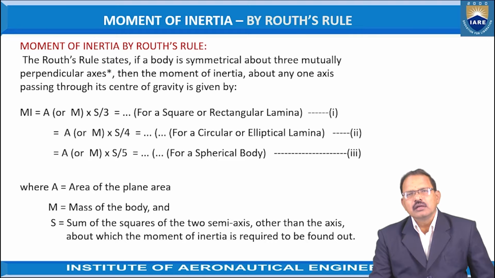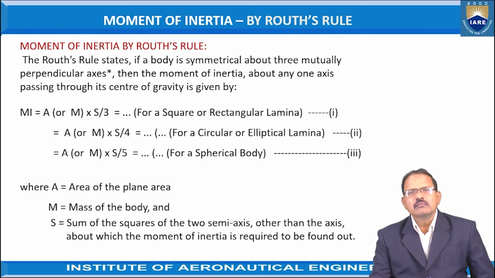A into S by 3, where A stands for the area of the cross section. It is also applicable for solids. Hence, this A is also replaced by M into S by 3. This equation is applicable for square as well as rectangular lamina. Similarly, A into S by 4 is applicable for circular as well as elliptical lamina.